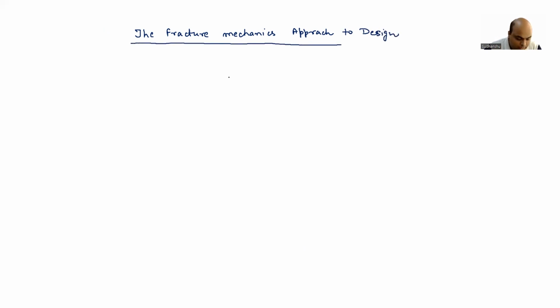Okay? So now we will talk about the quantitative analysis. So we are going to introduce the Griffith and English criteria now. So the fracture mechanics approach to design. Okay. So we are having now two approaches. One is energy based and another one is stress based. Okay, so stress based is your English criteria and energy is your Griffith.